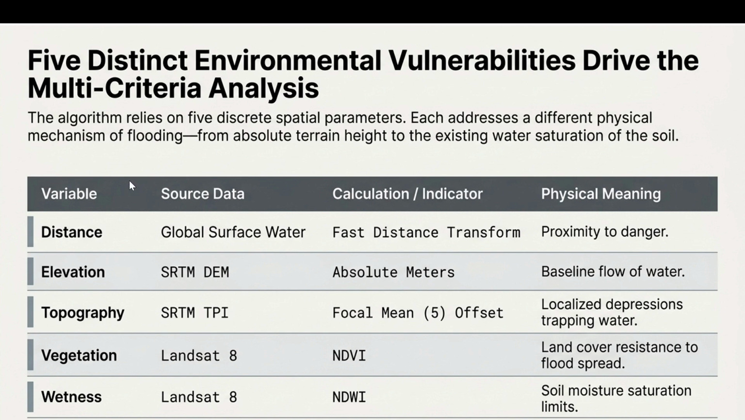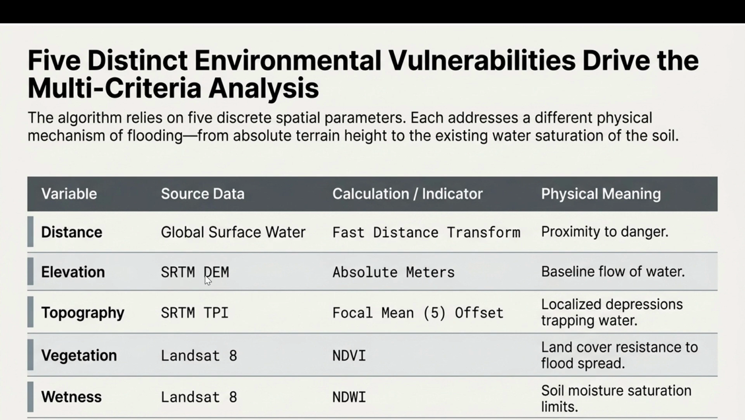So this algorithm relies on the 5 distinct spatial parameters: distance, elevation, topography, vegetation, and wetness. For the distance, we use the global surface water data for the distance to water map, mainly fast distance transform and proxy to danger. Suppose low distance from the water, it's the high danger, and far distance, it's a low danger.